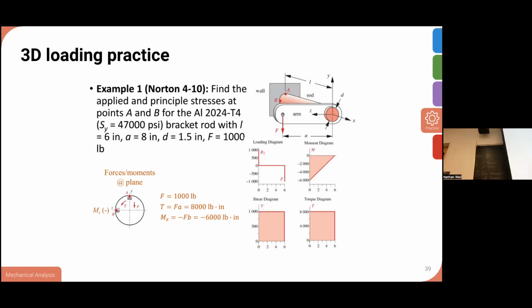Remember when I talked about it: if you have a beam in bending, you have one axis above it that's in tension, or sorry, tension or compression on the one that's below it. So the sign convention is that.